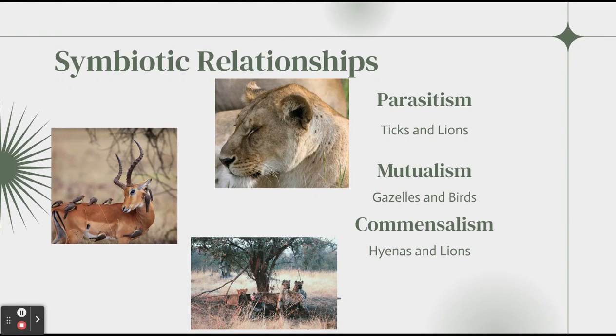An example of mutualism in the African savanna is with grazing animals such as gazelle. Birds perch on their backs and eat the bugs. The birds get food and the gazelle is free of bugs. Both the bird and gazelle benefit.